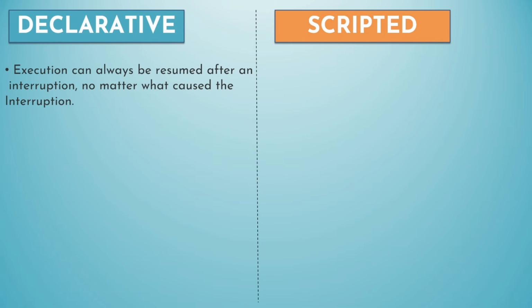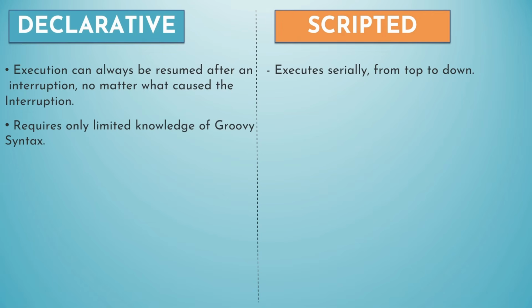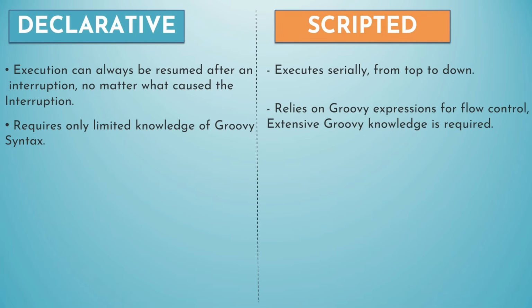Let's have a look at the difference between declarative and scripted pipeline syntax. Declarative pipeline can always be resumed after an interruption, no matter what caused the interruption. However, scripted pipeline executes serially from top to bottom. Declarative pipeline requires only limited knowledge of Groovy syntax, and you can use external scripts such as Bash script or Python or PowerShell inside your pipeline. However, scripted pipeline relies on Groovy expression for flow control, and extensive Groovy knowledge is required for that.